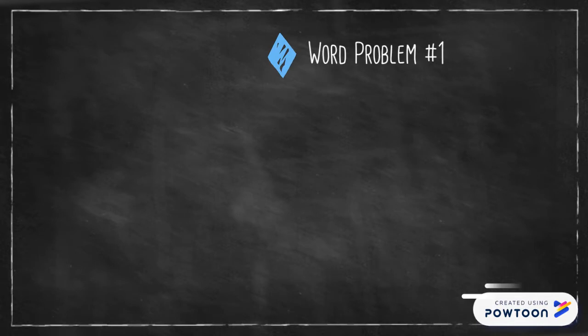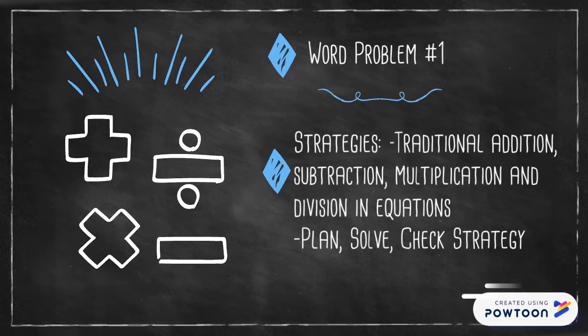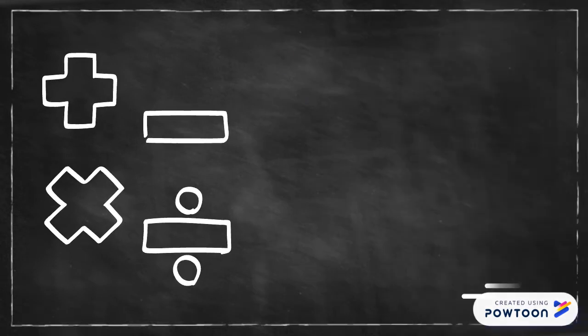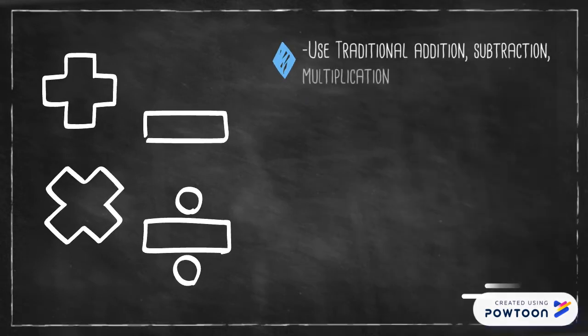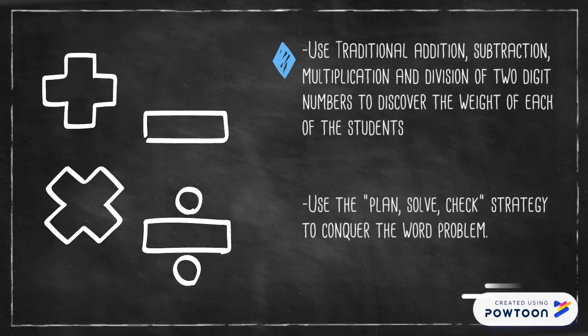Today, we will be working on word problem number 1 together, using traditional approaches to addition, subtraction, multiplication, and division in equations, as well as practicing the plan, solve, check strategy. Using traditional approaches to addition, subtraction, multiplication, and division of numbers will help us discover the weight of each of the students in the word problem. The use of the plan, solve, check strategy will also help us conquer the word problem.